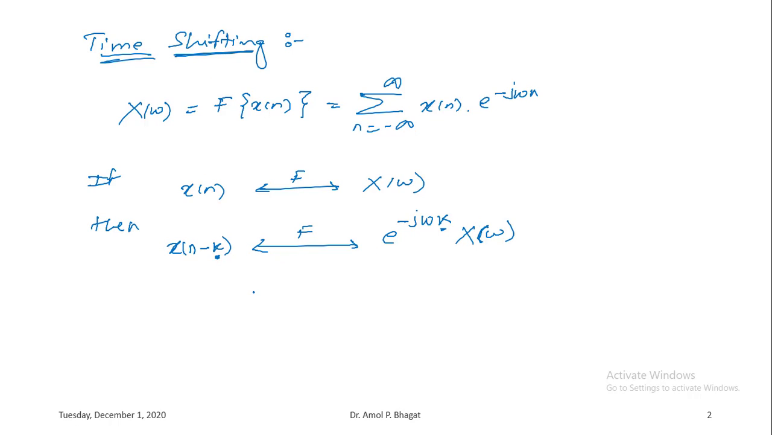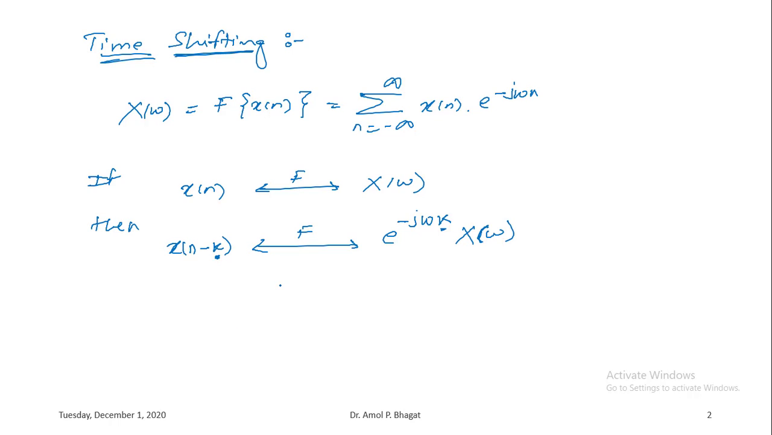So basically, as per time shifting property, it means that if a signal is shifted in the time domain by k samples, its magnitude spectrum remains unchanged. That means X of omega will be as it is, so its magnitude will be as it is, right? However, the phase spectrum is changed by an amount of minus omega k, as X of omega is multiplied by e to the power minus j omega k. So the frequency content of a signal depends only on its shape basically, right?